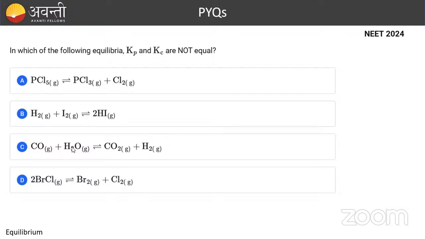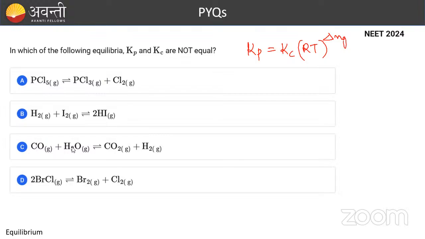Try to find out the answer using the Kp-Kc relation. Kp is equal to Kc into RT power delta Ng. Okay, so I will do it. If anyone has got the answer in between, you can let me know your answer in the chat box.